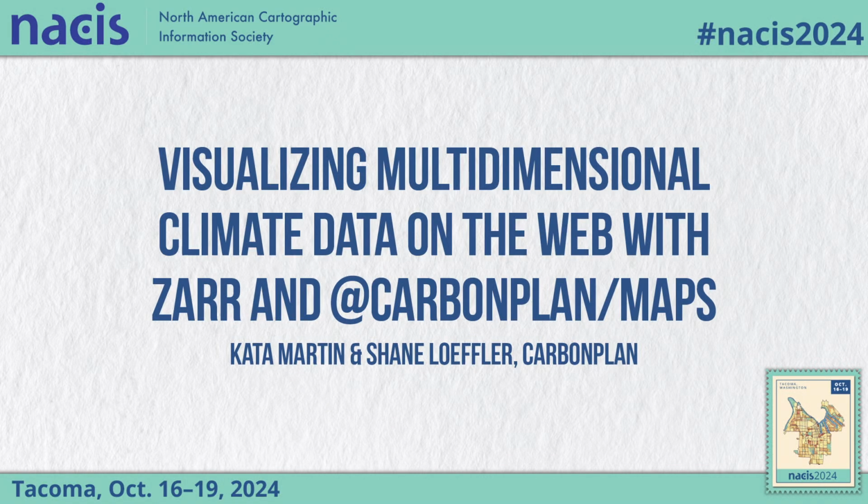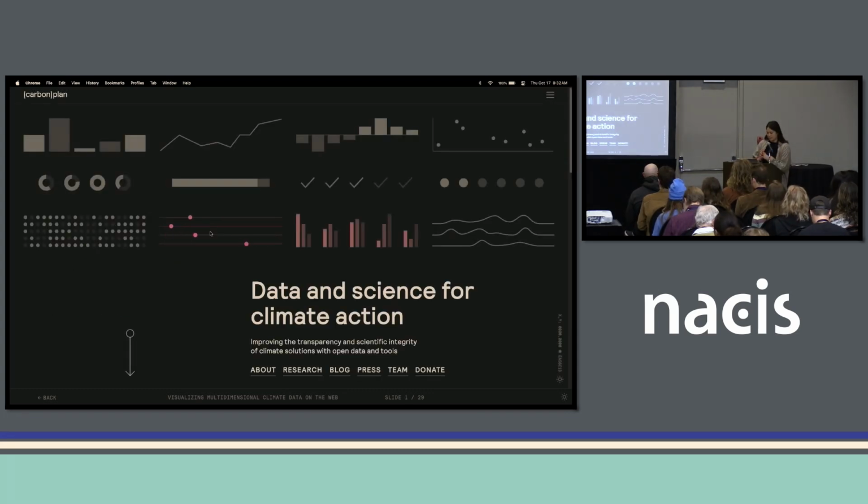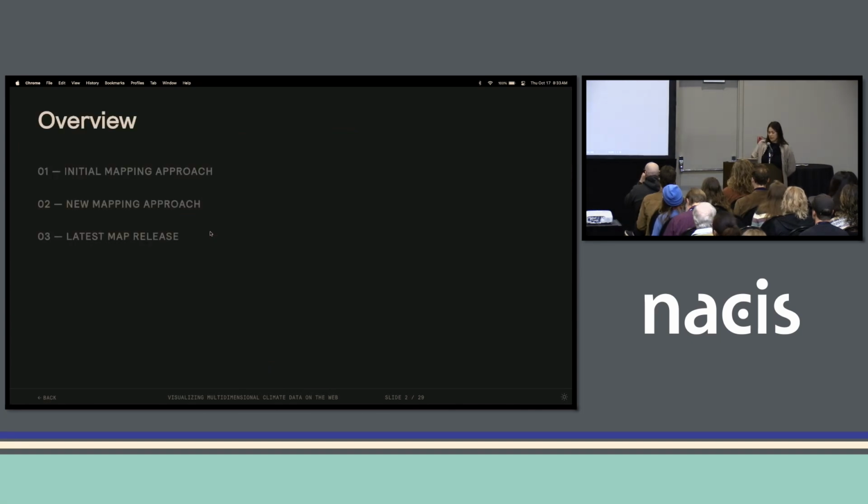Hello. Okay, so we're here to talk to you about how we visualize multidimensional climate data in web maps. So yeah, we work at CarbonPlan, and at CarbonPlan, as mentioned, we work to improve the transparency and scientific integrity of climate solutions through open data and tools. And in climate, that means a lot of web tools, and a lot of web mapping tools.